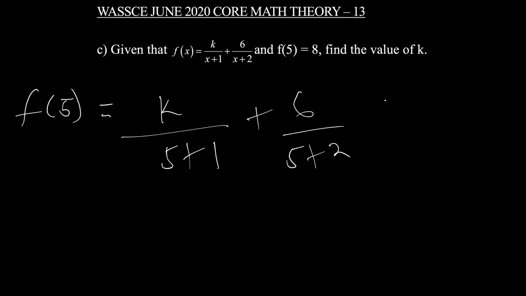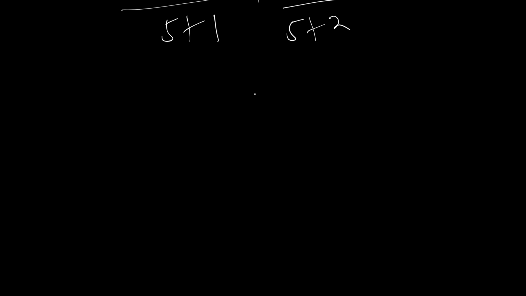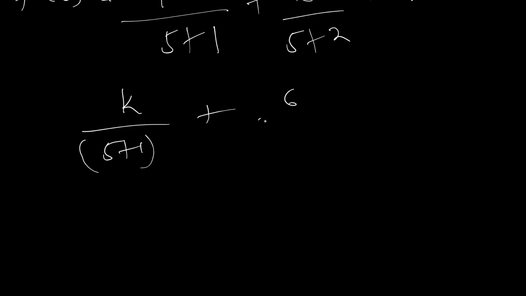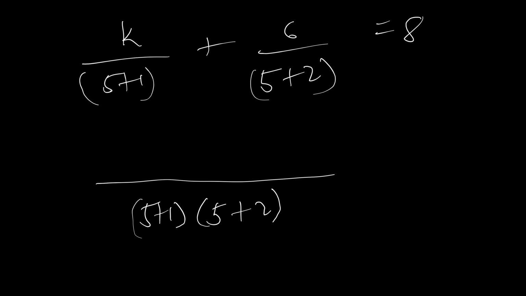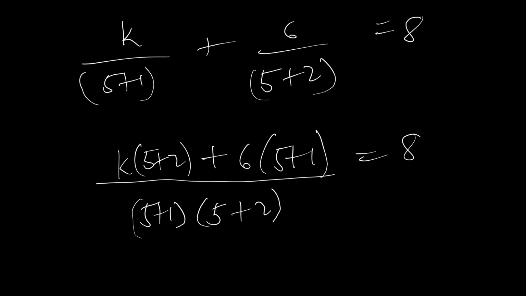And you are saying f of 5 is equal to 8. So we have k over 5 plus 1 plus 6 over 5 plus 2 is equal to 8. Now when we simplify this, our LCM will be 5 plus 1, 5 plus 2. 5 plus 1 goes into the denominator 5 plus 2 times. So we have k multiplying 5 plus 2. Then here we have 6 multiplying 5 plus 1. And this is equal to 8.